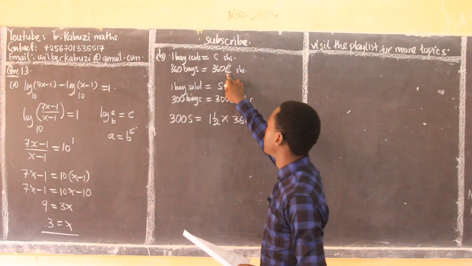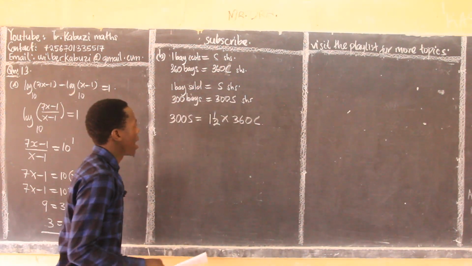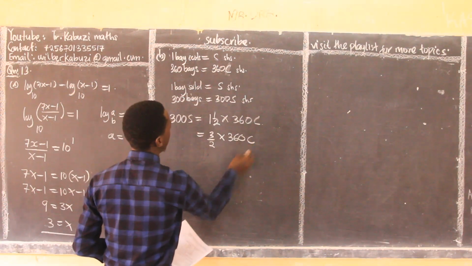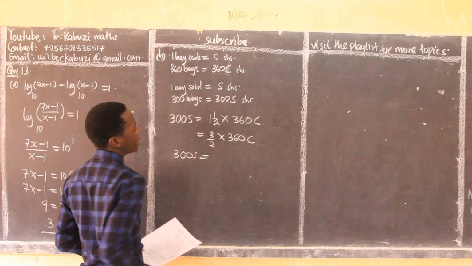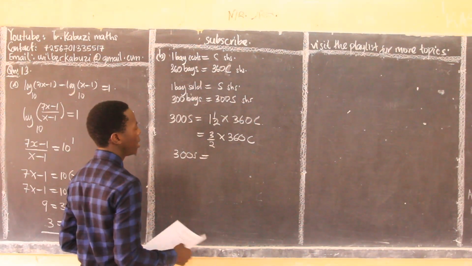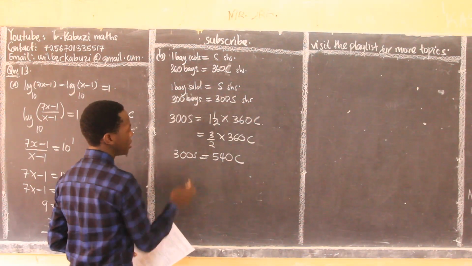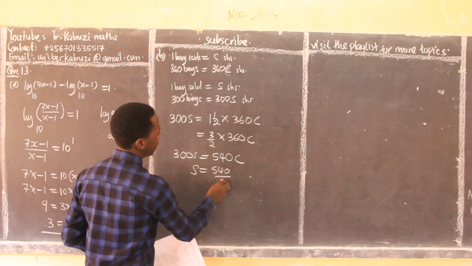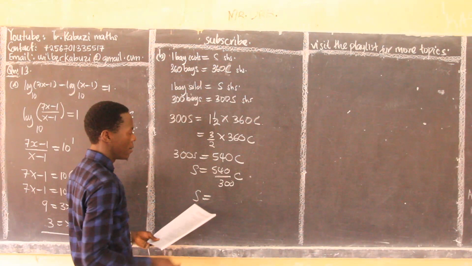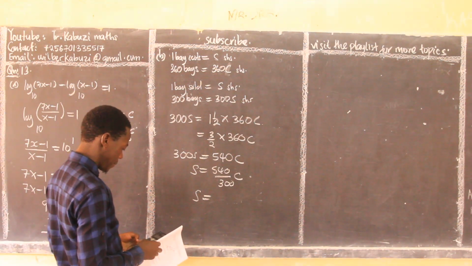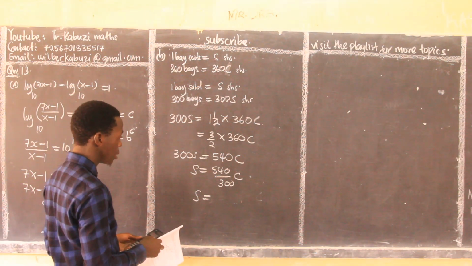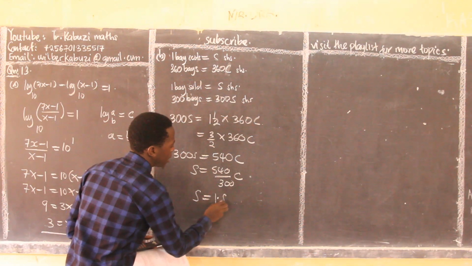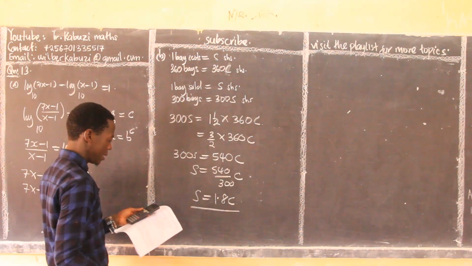Okay, remember all the bags, that's 360C. Now here, you can first say this is going to be the same as 3/2, converting the mixed fraction to an improper fraction. So this will give us now 300S equaling to 180 times 3 to get 540C. So you see that they are telling us S in terms of C. So my S will be now 540 divided by 300C. So my S will be now, when you divide that, what do we get? So we are getting 1.8C. So this is now the expression of S in terms of C.